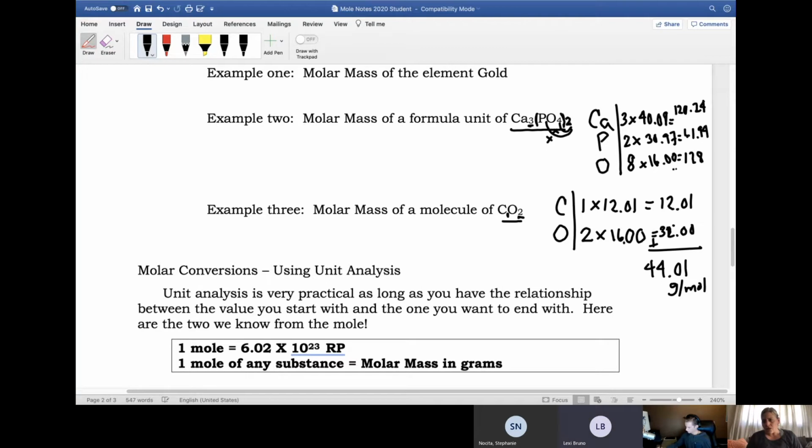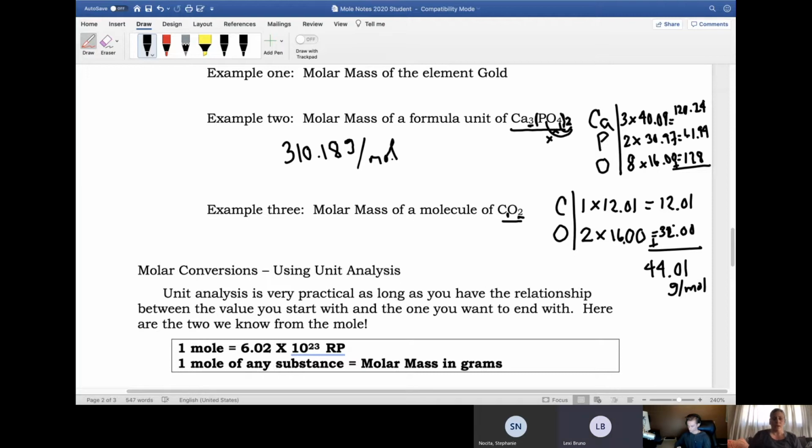Okay. So once you have all those numbers, you're going to add them together. And you always want your molar masses to the hundredths place, so to the decimal. So 128 plus 61.94 plus 120.24. 310.18. Is that what you guys get? Class consensus? Yeah. Okay. So that's how we calculate the molar mass. Are you guys good with that?